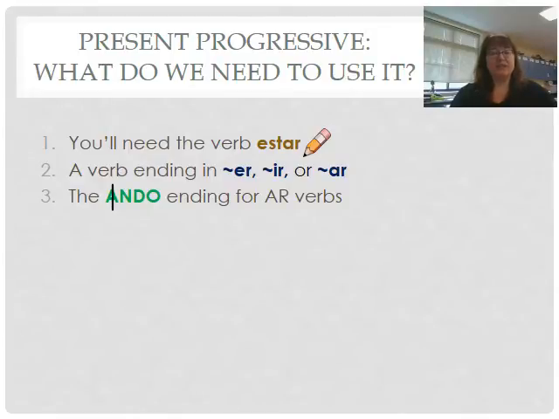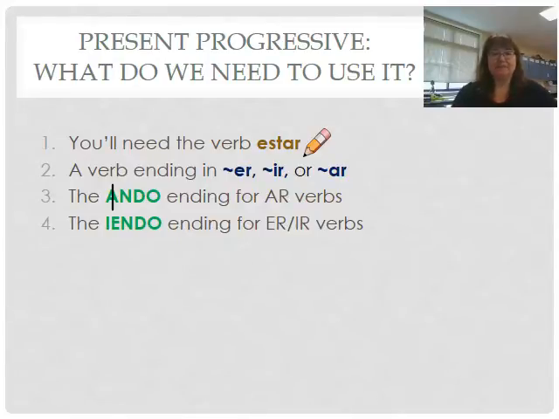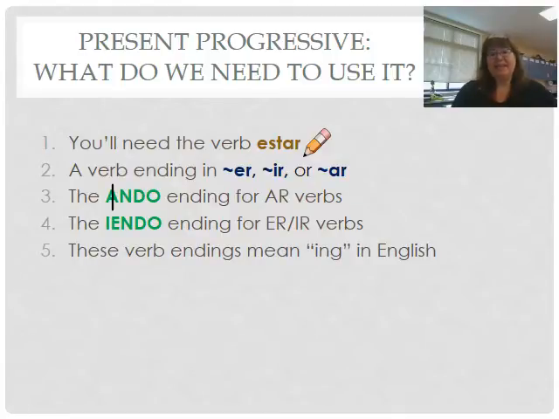Some teachers will tell you take off the AR, the ER, the IR. Again, I've taught you to just kind of take off the R, so you can leave this A on if you want and just leave an NDO. Doesn't sound as good as ando, but works just as well. The iendo ending for ER, IR verbs. And then again, you just understand that this means ing in English.